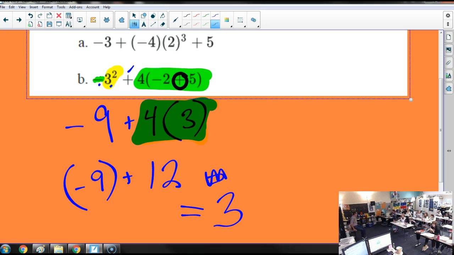Is everybody comfortable on why we ended up with a -9 from squaring that situation? We didn't square a negative. We did the negative of the squared value.